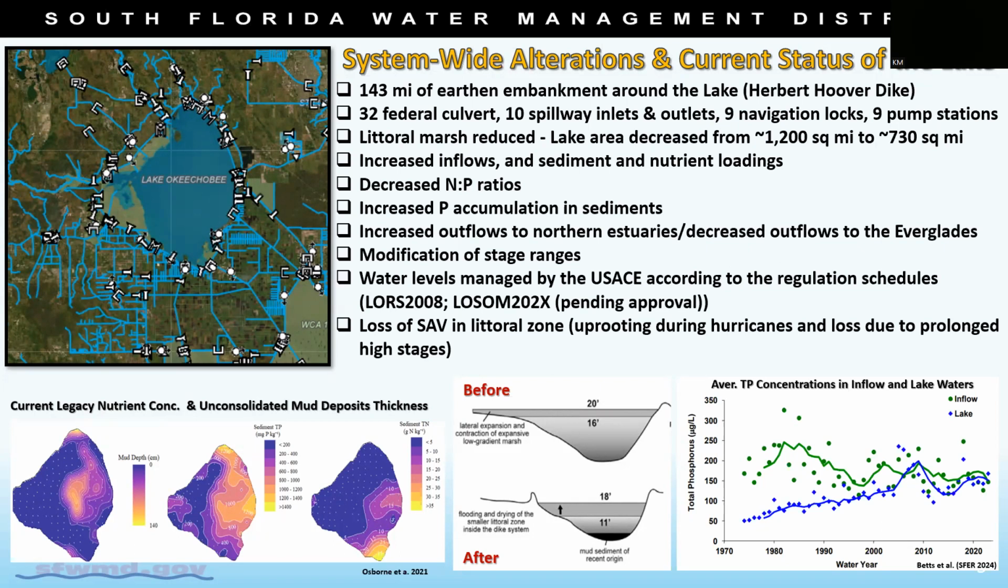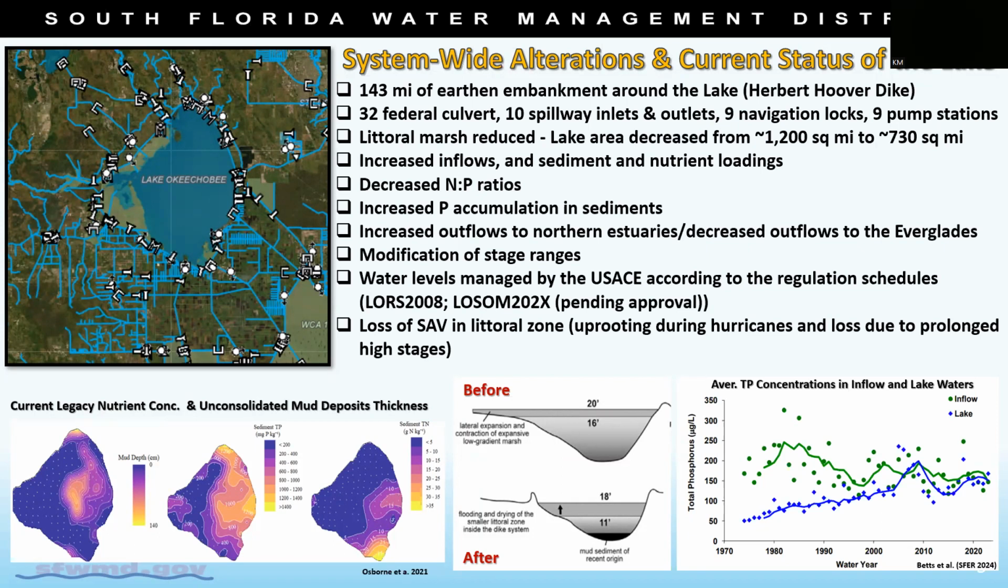And you can see that the area of the lake significantly decreased from about 1,200 square miles to only about 730 square miles right now. So we lost all the wetlands to the west and to the south that would normally collect excess of water. When the lake reached this capacity, the water would spill, and the wetlands would remove excess of nutrients and sediments. So that was gone after the lake was encircled by Herbert Hoover Dike.